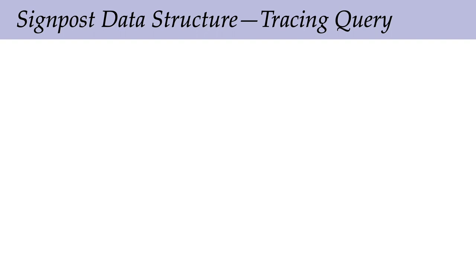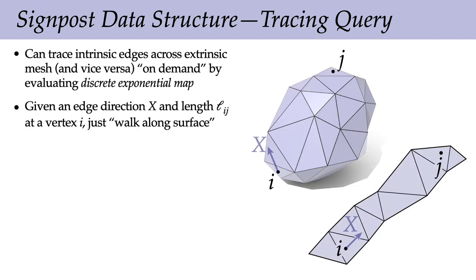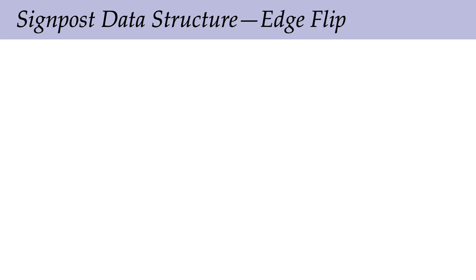The key operation that this enables is the ability to, again, trace out intrinsic edges across the extrinsic mesh. So how do we do this? Well, we just use our discrete exponential map. So given an edge direction x and the length l at a vertex I, we just walk along the surface, tracing out this edge. Computationally, this just means we're doing a sequence of 2D ray edge intersections. Okay, so because we can trace out these intersection points whenever we like, that means we don't have to maintain them or keep track of them as we do other operations.